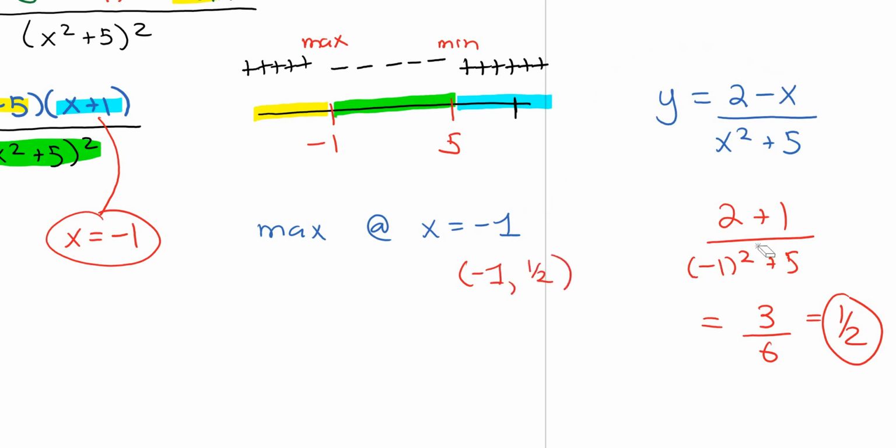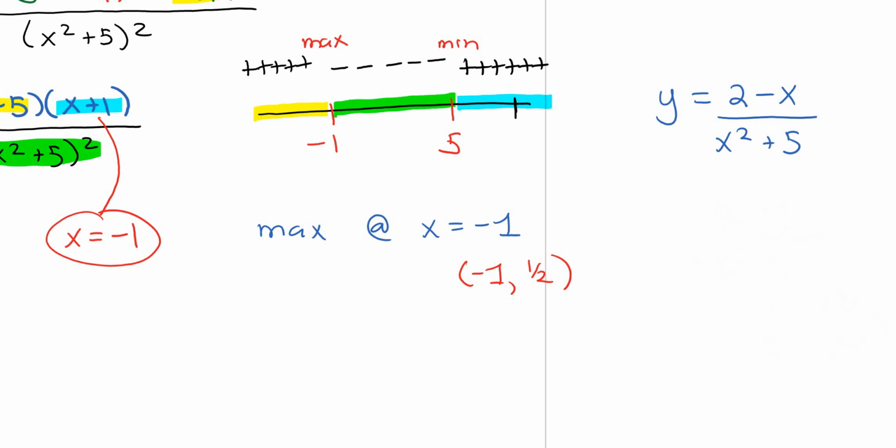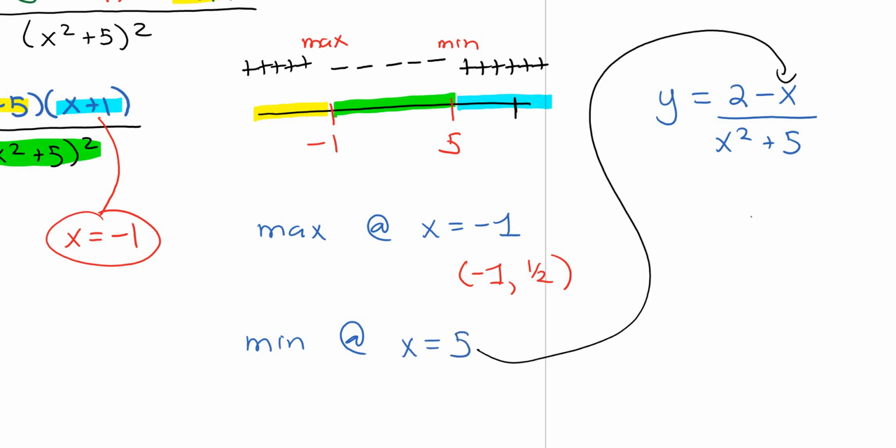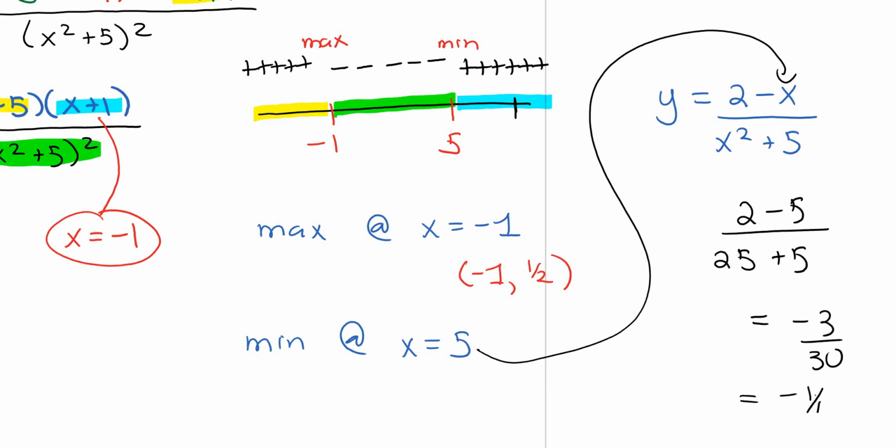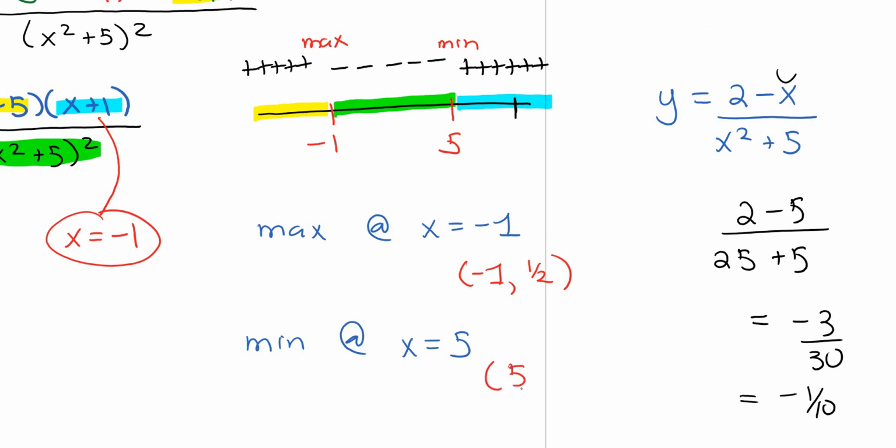Let me erase that. And then I also have a minimum now at x equals 5. And if I plug in 5 over here, that would give me 2 minus 5 all over 25 plus 5, and that would give me -3 over 30, which is -1 over 10. Okay, so to finish that off, I have a relative min at 5 comma -1 over 10.